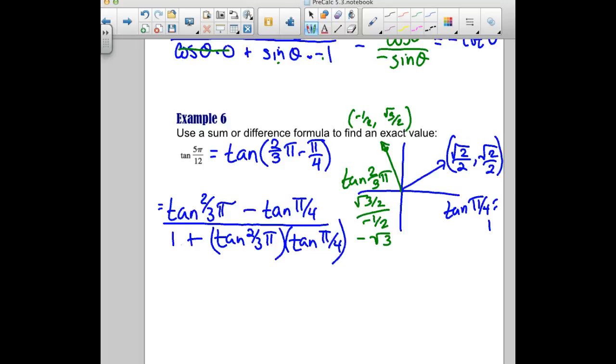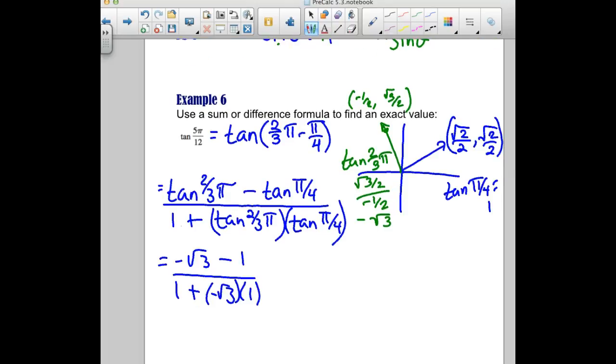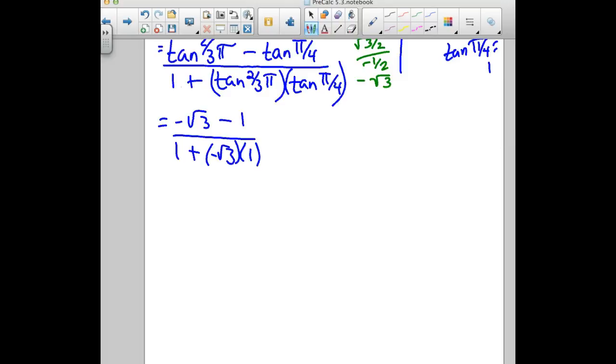Okay, and over on the right-hand side, we've already figured out what the tangents are for each of those. So I'm just going to do some substitution. We said the tangent of 2/3 pi is negative root 3 minus the tangent of pi over 4, which is 1. On the bottom, we have 1 plus the product of those two values. So negative root 3 times 1. Now, how do we simplify something like this? Top, we've got negative root 3 minus 1. On the bottom, 1 plus a negative root 3. So let's just write that as 1 minus root 3.